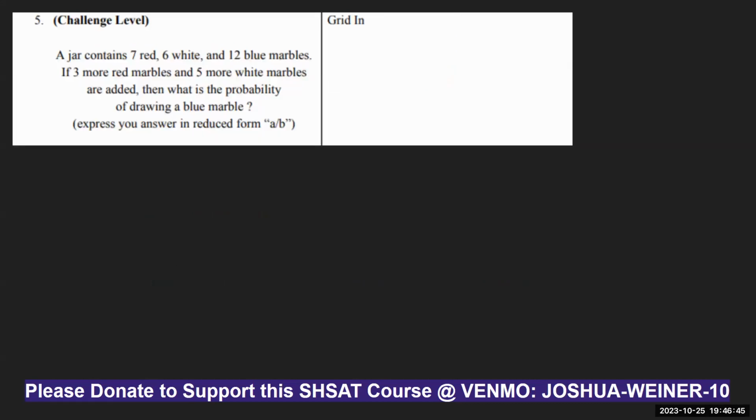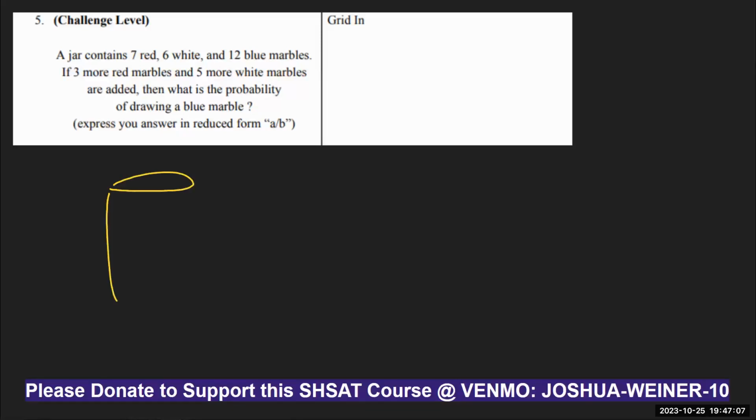Last one, question number 5. We have a jar. The jar contains 7 red, 6 white, and 12 blue marbles. If we add 3 more red marbles and 5 more white marbles, then what's the probability of drawing out a blue marble from the jar? All right, let's see if I can draw this for you.